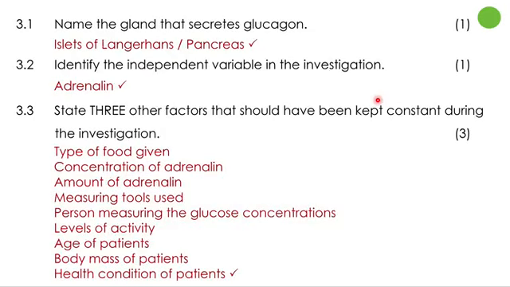So the type of food must be the same. The concentration of adrenaline must be the same. The amount of adrenaline, the measuring tools used, the person measuring the glucose concentrations, the level of activity, the age of the patients, the body mass index of the patient, the health conditions of the patient. So there are 3 other, any 3 would have been marked correctly, and if I'm not mistaken, it would have been only the first 3 answers that were marked. So if they ask state 3, it doesn't matter how many he writes, I will only look at the first 3 answers.